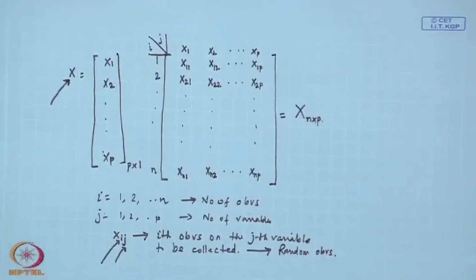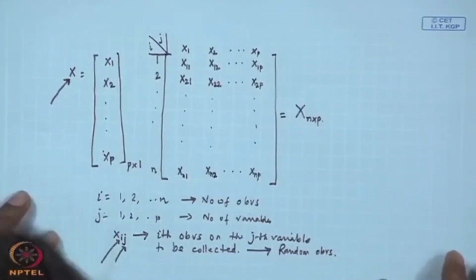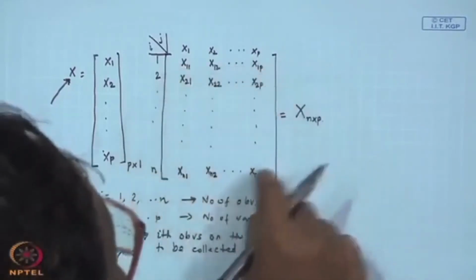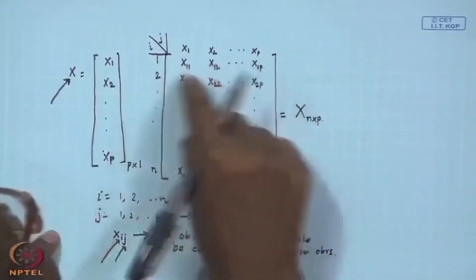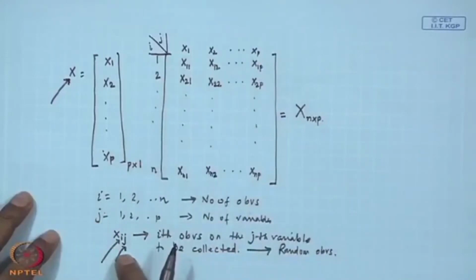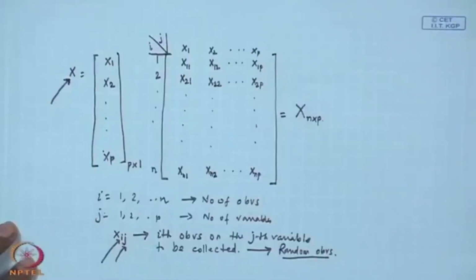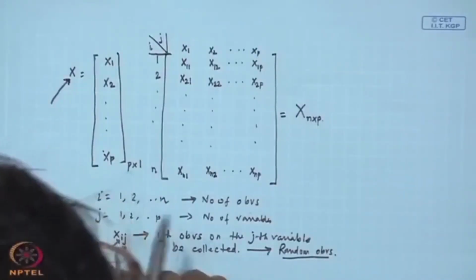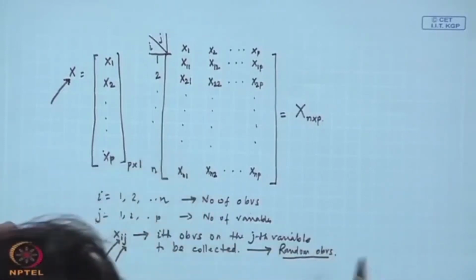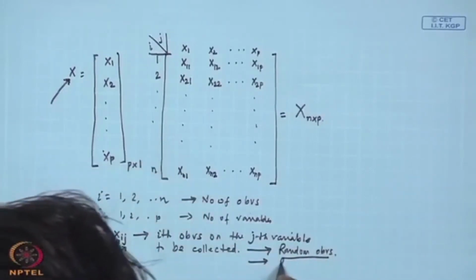As you have not collected data, you are just planning to collect data, any value of x_ij can be found depending on the spread of that variable. You will be getting some value of this, but you do not know what that value is. That is why we are saying it will be a random observation, and that x_ij is a random variable.